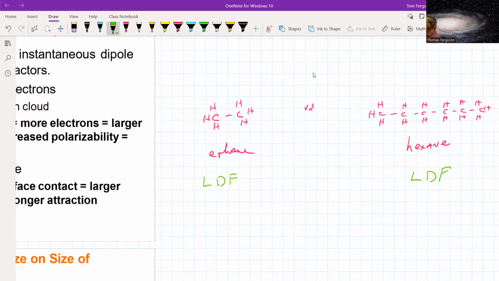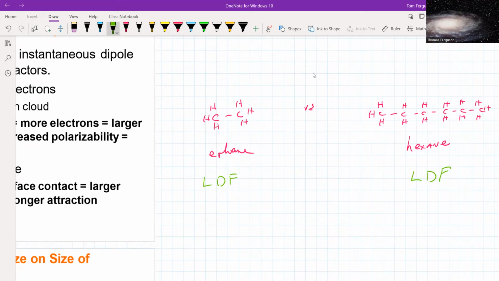Which is stronger? Now you have to look collectively at the individual IMFs. There's more HC than hexane. Yeah, so we have more weak LDFs. Remember, every atom has got an LDF. So this has more atoms, so more LDFs than this.